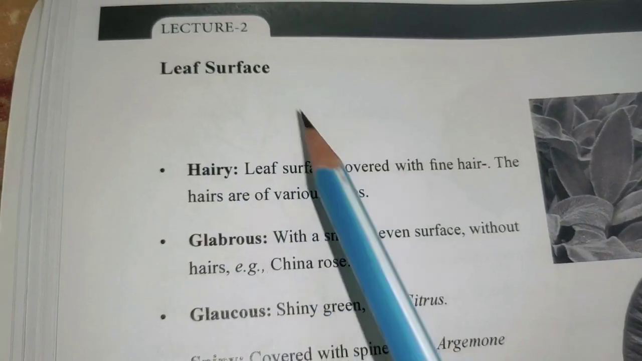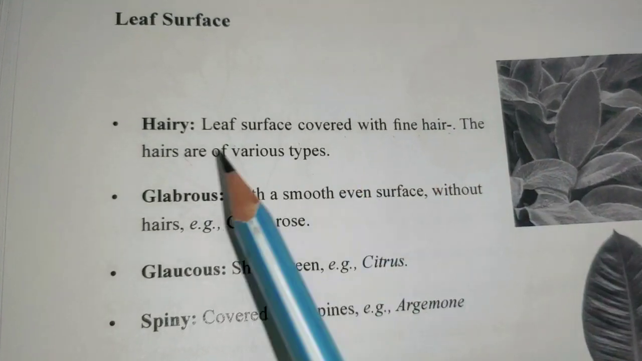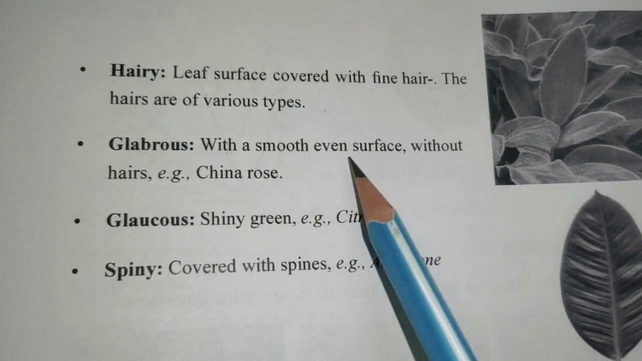This is the leaf surface. Hairy, leaf surface covered with fine hair. The hairs are of various types. Glabrous, with a smooth even surface without hairs.